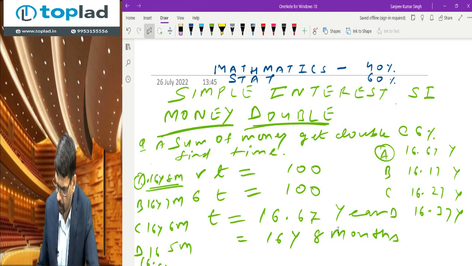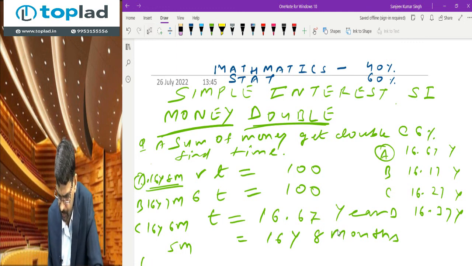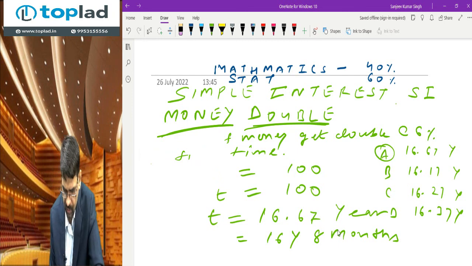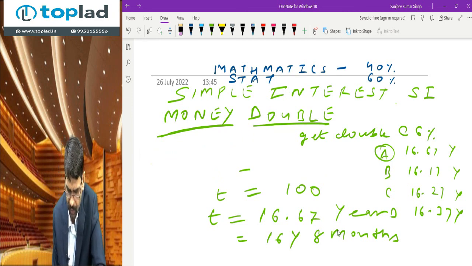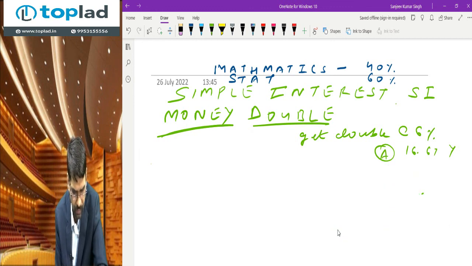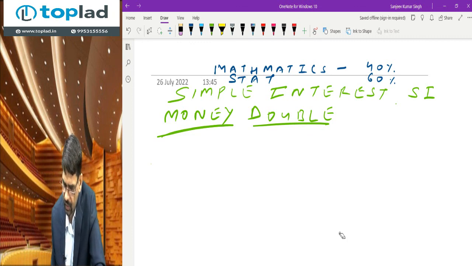So friends, this is a very important concept I have discussed today, and now moving on. Please remember this important concept, and also the trick we will now see: money double.